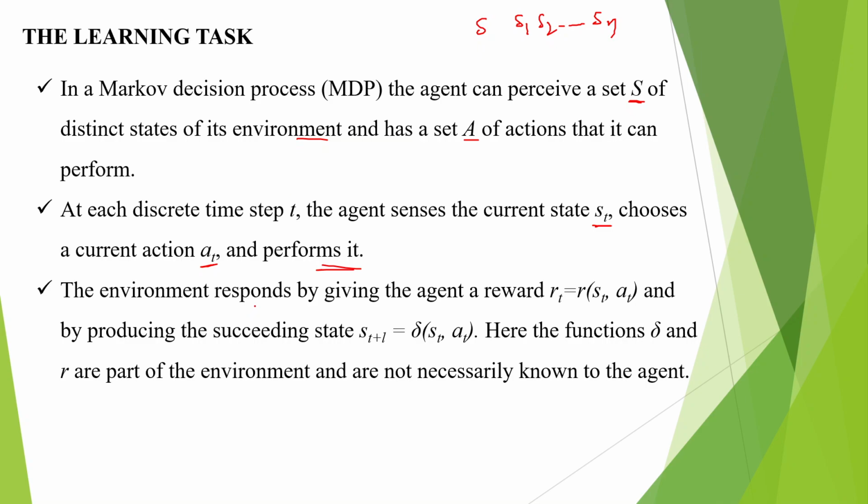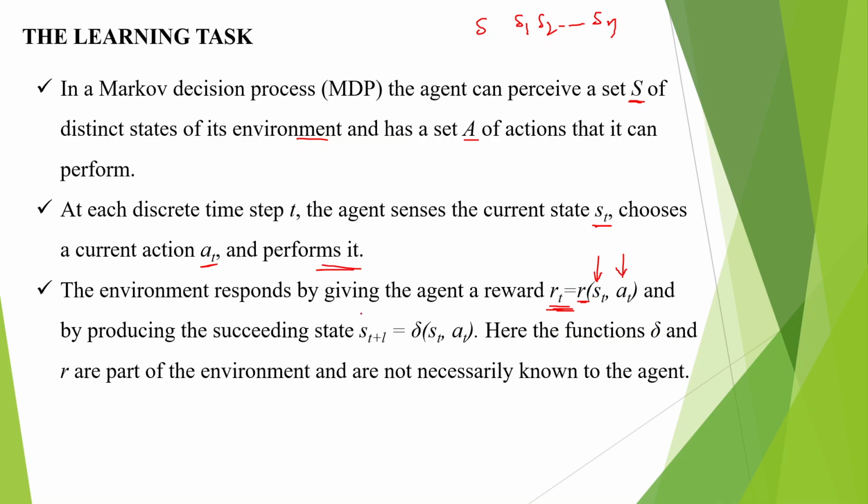Okay, the environment responds by giving the agent a reward RT. Okay, RT is what? This awarding function, R, is nothing but the reward function. What do we apply this reward function on? We apply it on state and action. So at a particular state, say current state ST, and current action AT, what type of reward is it gaining? To get that RT, we need to apply the reward function.